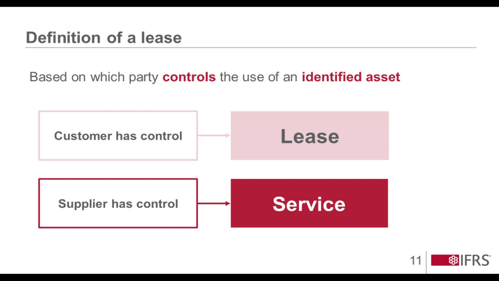Now, what IFRS 16 does is it actually provides much more detail in this area than IAS 17 did and the related interpretation IFRIC 4. And that's really because of the increased importance of this distinction between a lease and a service that I've just described. Now, in the vast majority of cases, it will be clear whether the contract contains a lease or is a service. That was true under IAS 17, and it continues to be true under IFRS 16.